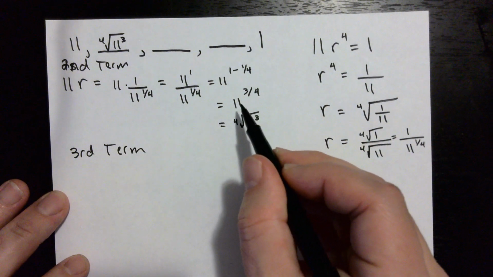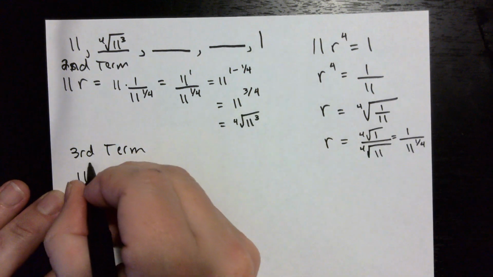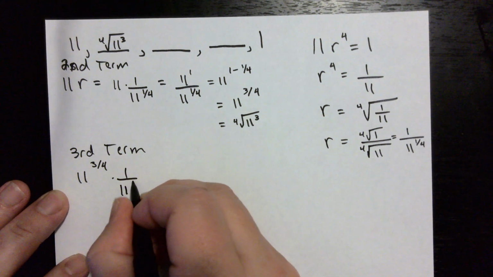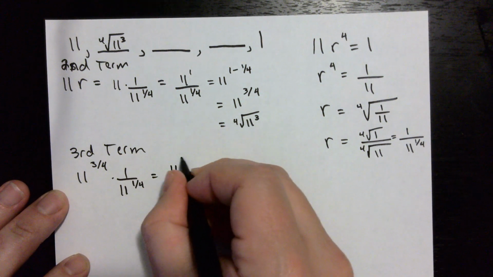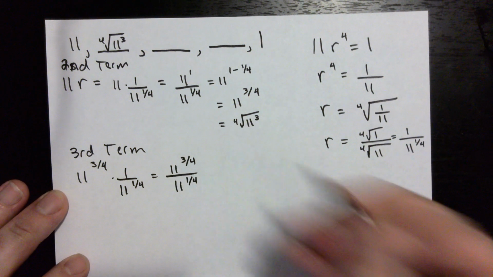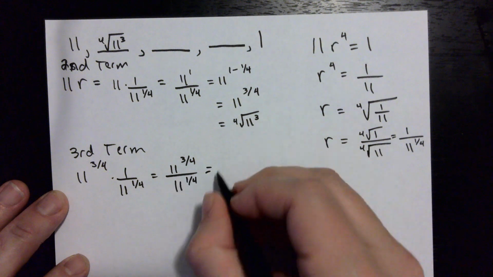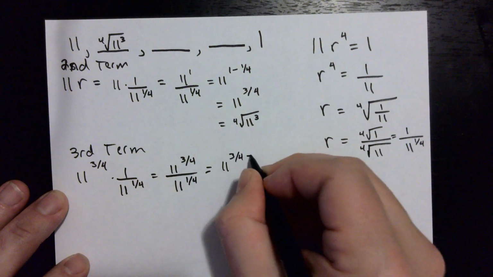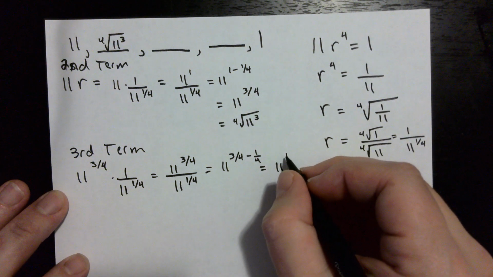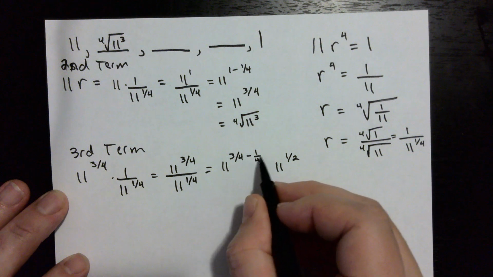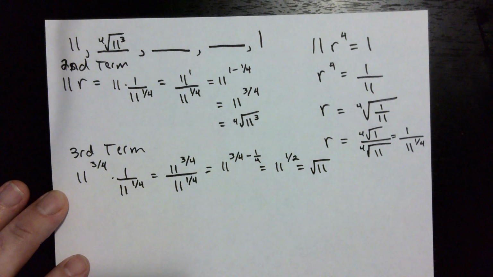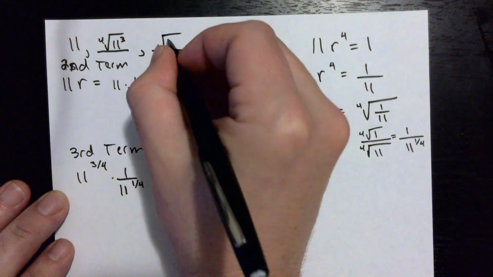Third term, we multiply this times r, so 11 to the 3 over 4 times r, which is 1 over 11 to the 1 over 4. So we have 11 to the 3 over 4 divided by 11 to the 1 over 4. Again, same base, we subtract the exponents because we're dividing. So it's 11 to the 3 over 4 minus 1 over 4, which is 2/4, which would be 1/2. That will be the square root of 11. So the square root of 11 is our third term.